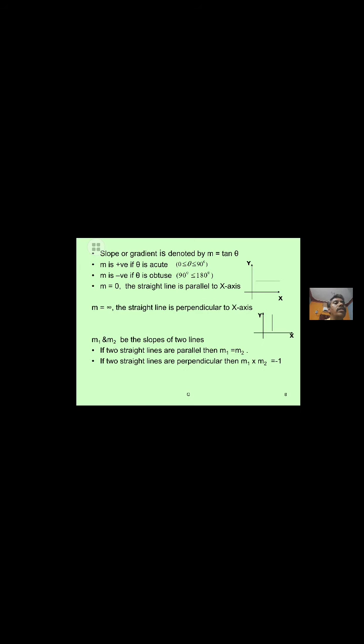So if we multiply the two straight lines' slopes, then the product is -1. That means they are perpendicular to each other.